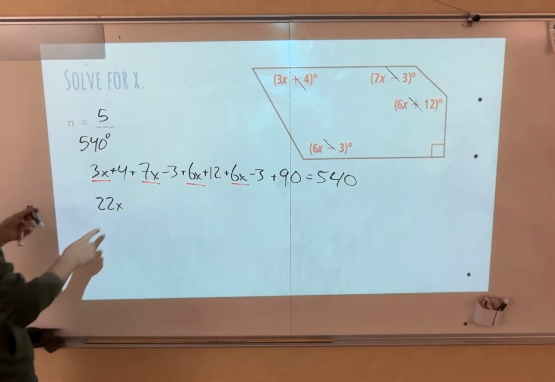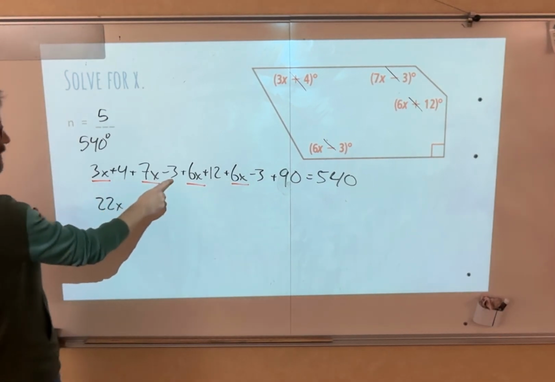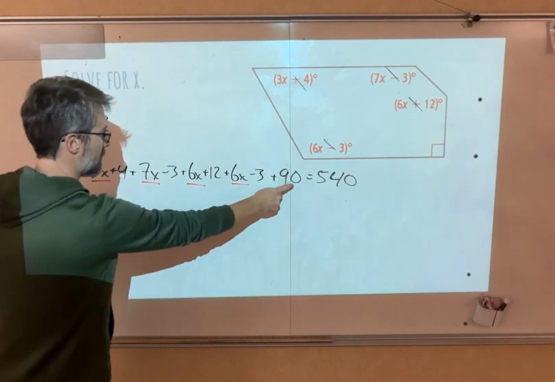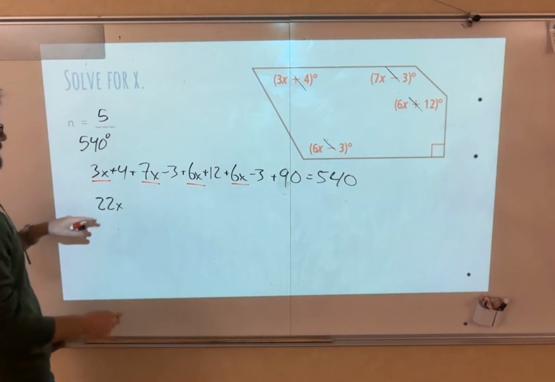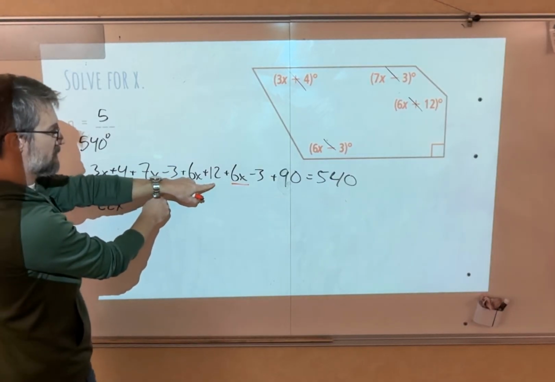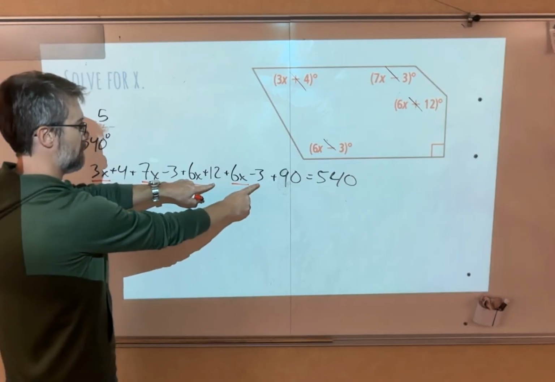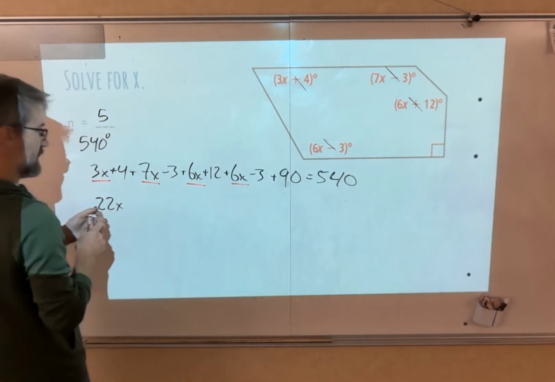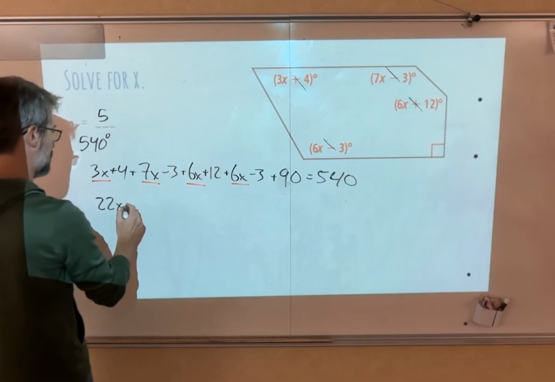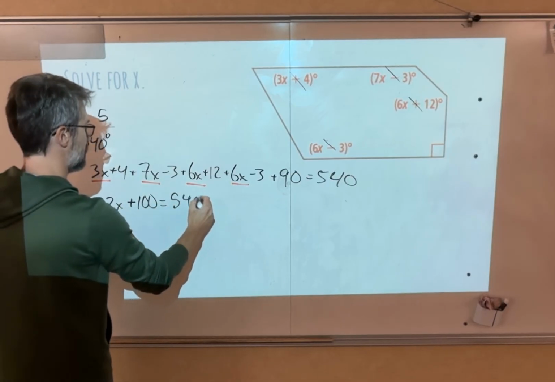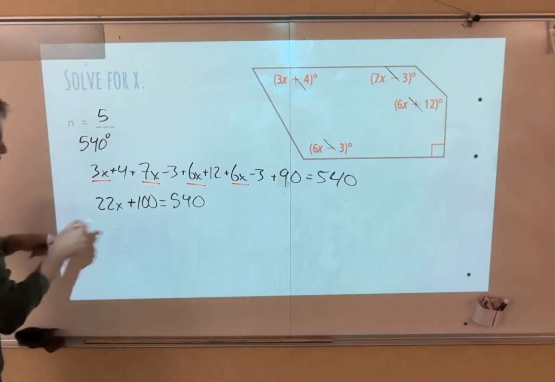And then for our numbers, we've got 4, minus 3, plus 12, minus 3, plus 90. So let's see, that's 4 minus 3 is 1, plus 12 is 13, minus 3 is 10, plus 90 is 100, equals 540. And now we're ready to solve.